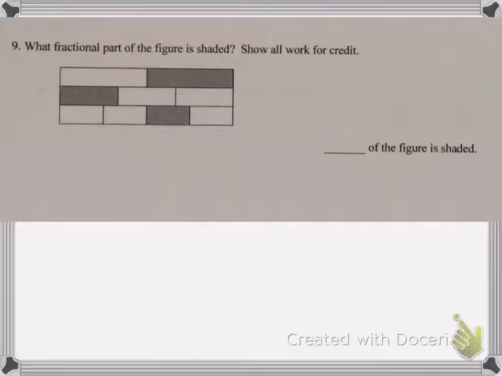As I look across, I see that this shape has been broken up into three rows. Each row is a third of the figure. So each row represents one third of the rectangle. Now, in the first row, half of the row is shaded. So there you can see the division between my rows. In the first row, half of the row is shaded. So I have half of one third.